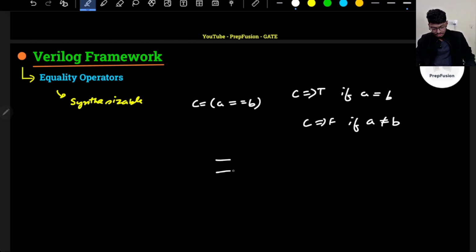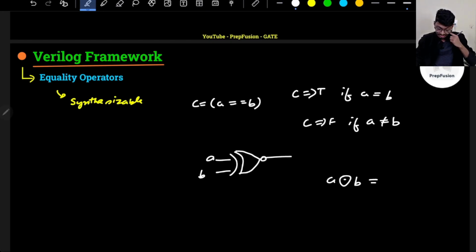I will check with a simple XOR gate. Okay, XNOR gate to be precise. If I perform A XNOR B, it will either result in 0 or 1. If it results in 1, that means it is logical 1, and that means they are equal. If it results in 0, that means it is logical 0. So that is how we will check.